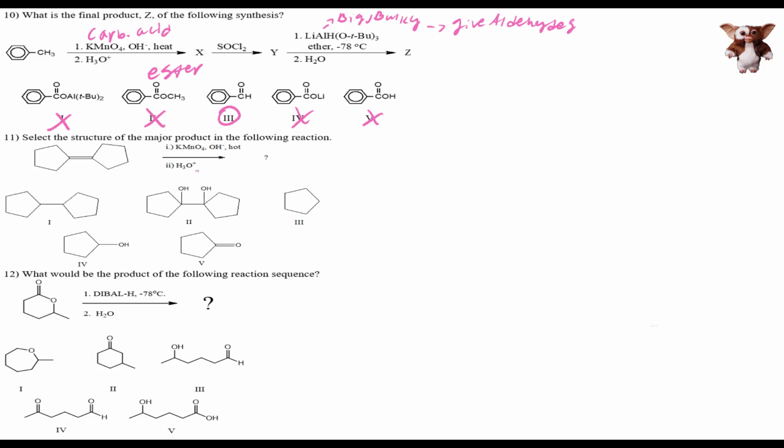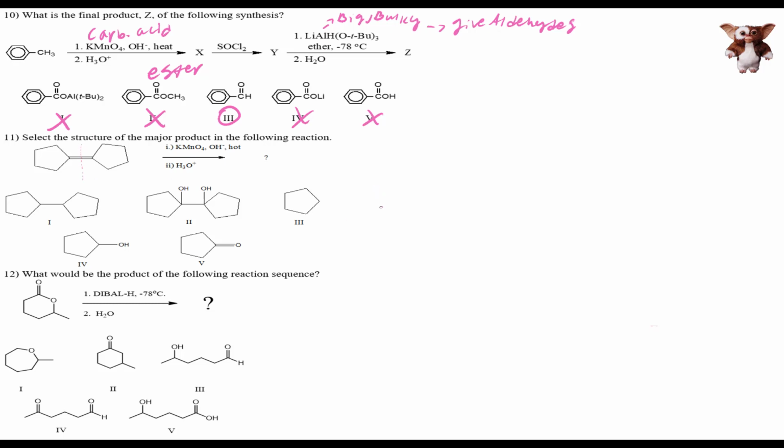Number 11. Select the structure of the major products of the following reaction. So the first reaction is going to be potassium permanganate with alcohol, and it's very hot. Okay, so you're probably wondering if it's going to be a carboxylic acid. Not necessarily. What happens here is that you're going to actually cut the double bond in half. So what I like to think of is like the hot is like a very hot laser, and we are directly cutting this compound right there.